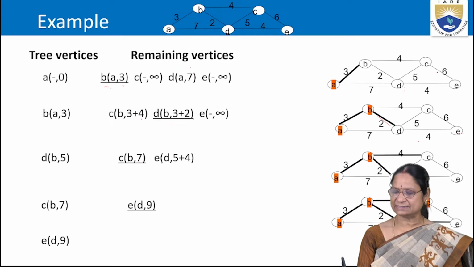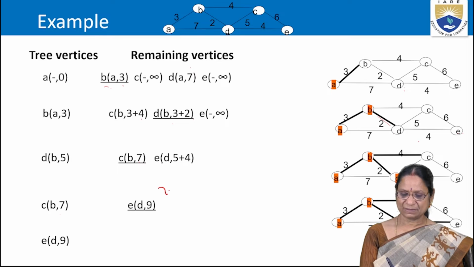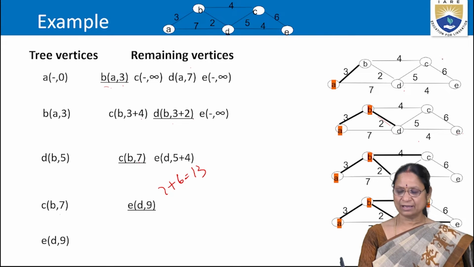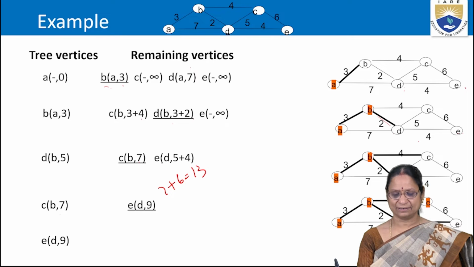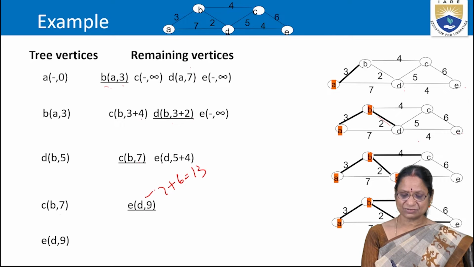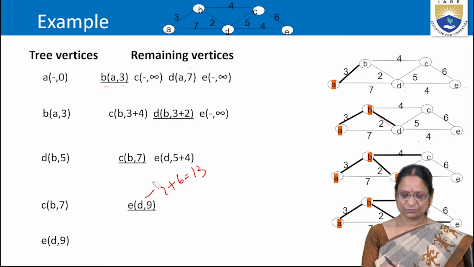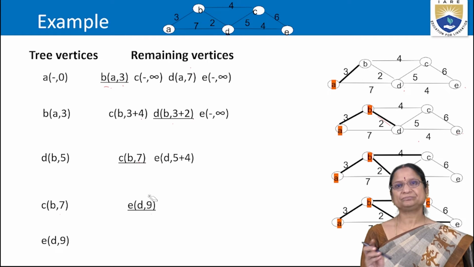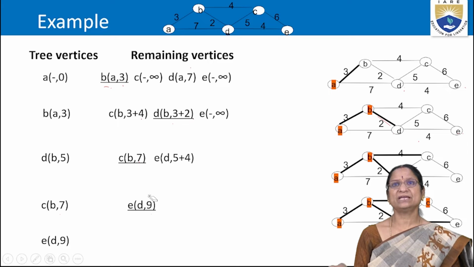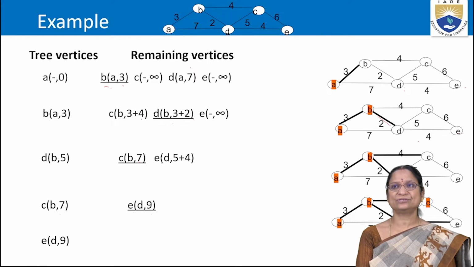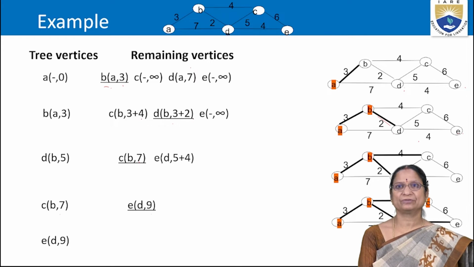Up to C, 7 is there. C to E is 7 plus 6, so 7 plus 6 means 13. Up to C is 7, and C to E is 13. But what is the previously estimated cost to E? 9. 9 is the better one. So we will stop here.